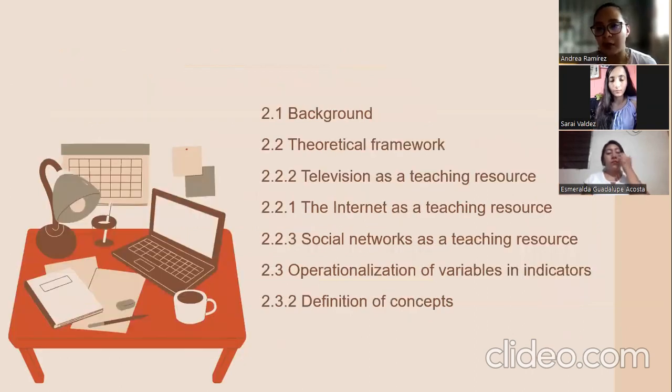Now, we have in this chapter the background and all of the information about who started talking about technology and the new virtual ways of teaching. And then we also have the 3 of them specifically specified during this research paper: television, the internet, and the social networks.